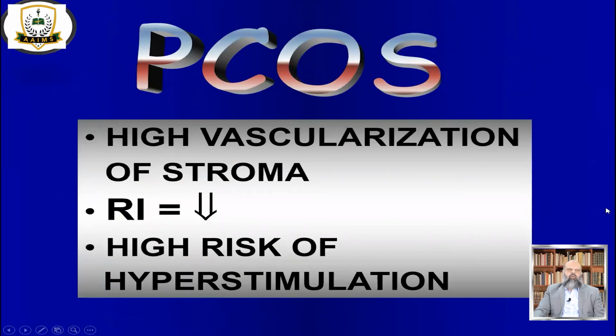The polycystic ovarian syndrome is characterized by some important things. In addition to the multiple cysts in the peripheral zone, we will have high vascularization of the stroma, in which the resistive index will be decreased. There will be high risk of hyperstimulation.